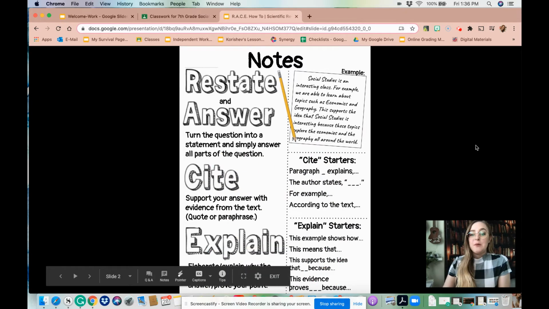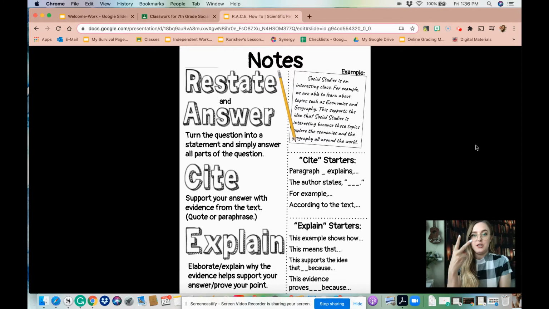So remember the 4 steps. You must first restate and answer the question. Turn the question into a statement and answer all parts of it. Then you must cite evidence. That evidence must support your answer is correct in some way. Okay, so you're trying to get people to believe that what you're saying is right when you answer in RACE format. So that's not enough, though. You also need to go in and explain at the end of your answer why that evidence helps support that you are right or helps prove your point.